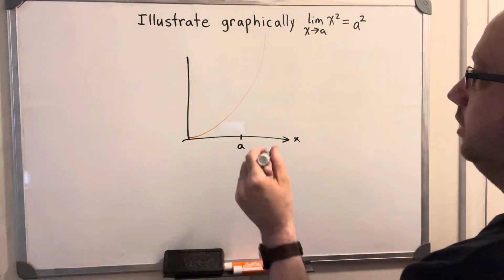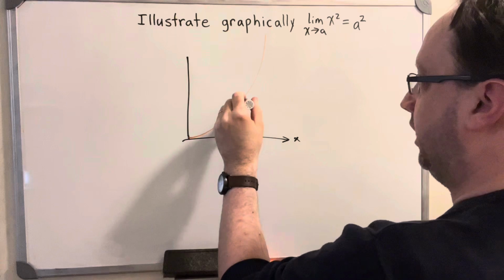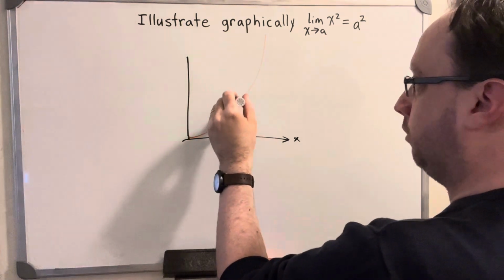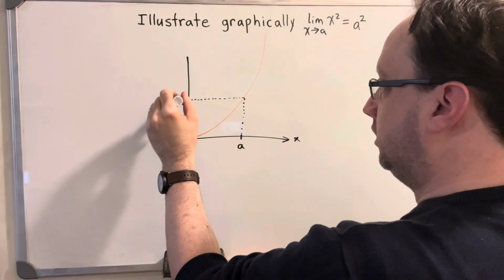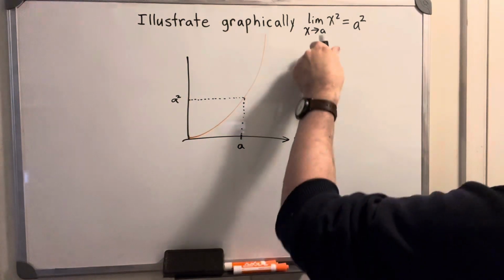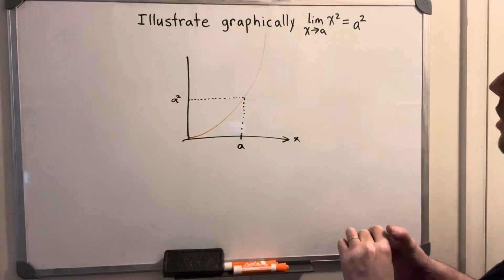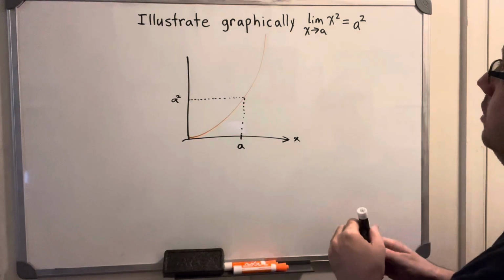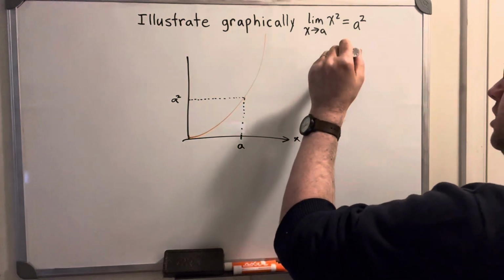We're just drawing a bit of the function, and we're saying that when x is equal to a, we know that the value of the function x squared is going to be a squared. So far we've just drawn the function. How do we graphically talk about the limit having a value? Remember what the limit is?